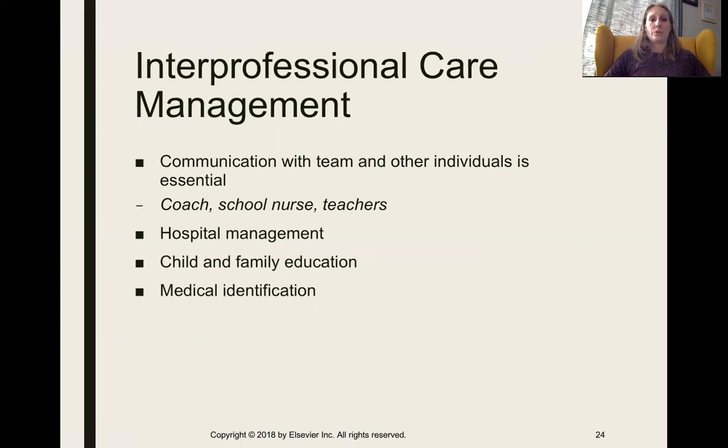And the coach and the school nurse become very involved with these kids. Coaches, obviously, if the child is involved in sports or other athletics, then it's going to be important for the coach to be involved and be aware of what's going on, especially if the parent isn't always present. And anytime the child is hospitalized, then we're going to have a variety of different interprofessional groups involved in the care of this child.